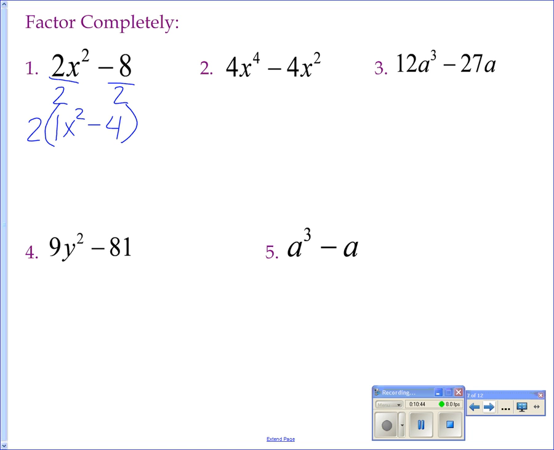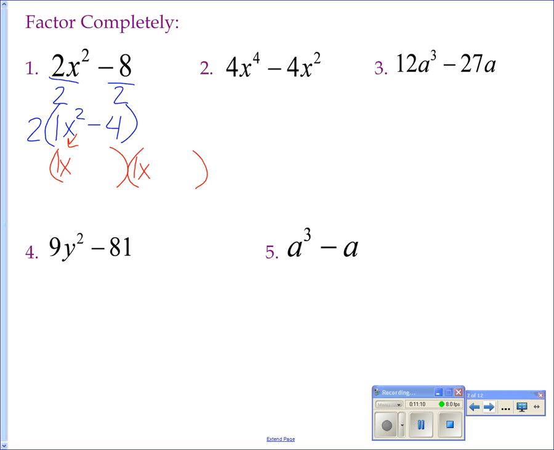How many parts are here? 2, and there's a subtraction sign. This one is difference of squares. So I do 2 more parentheses. And this one is one that splits. X squared splits into X and X. You can put a 1 in front if you want, because 1 times 1 is 1.